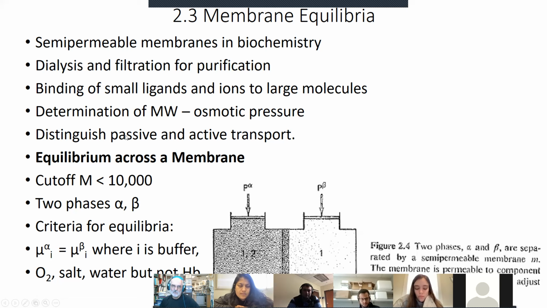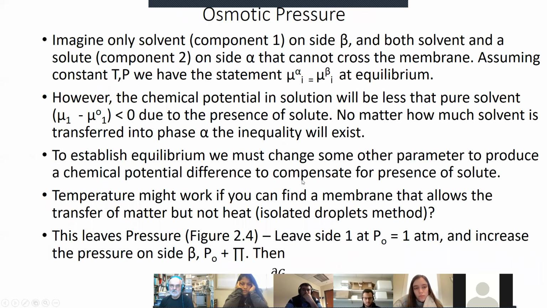Down below, we'll talk about what we mean by passive and active. So if you have an equilibrium across this membrane, we generally will have a cutoff for dialysis of something like 10,000 molecular weight. There'll be different phases, and the criteria as we set up above will be that the chemical potentials are equal to one another. So we can imagine hemoglobin on one side and oxygen and salt being the other components. The idea is that we have one component on both sides in equilibrium with a solute, a macromolecule, and we're going to assume chemical potential defines equilibrium.